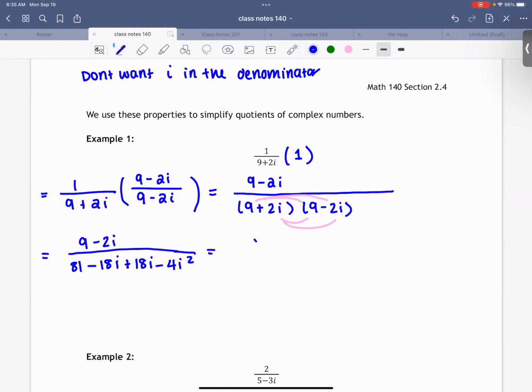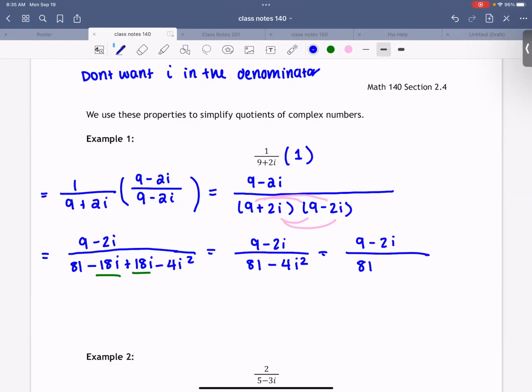All right. Well, look what happens when we multiply by the conjugate. Looks like the minus 18i and the positive 18i cancel each other out, right? All right. So I think what we're left with is 81 minus 4i squared. But wait, there's more. Yes, there is more. What is more? The i squared is -1. Perfect. The i squared is -1.